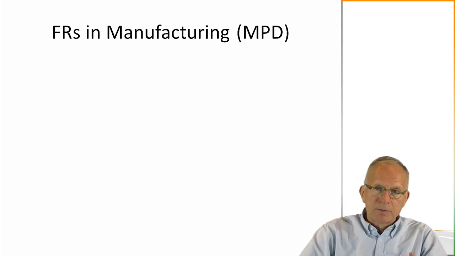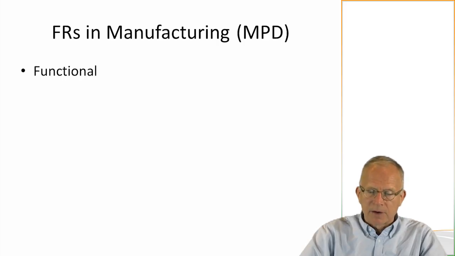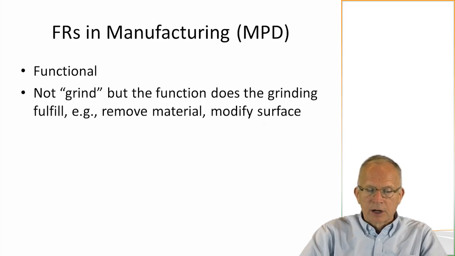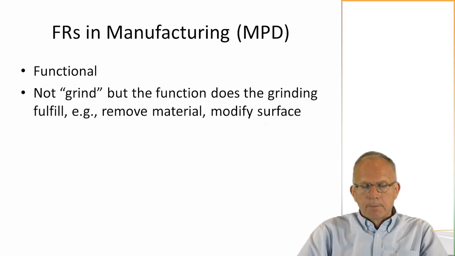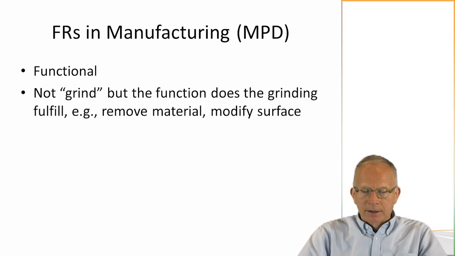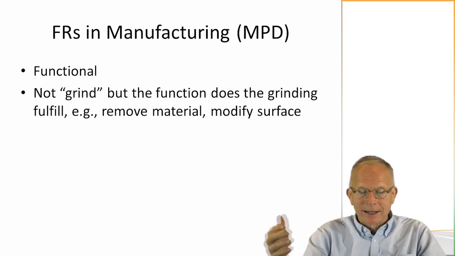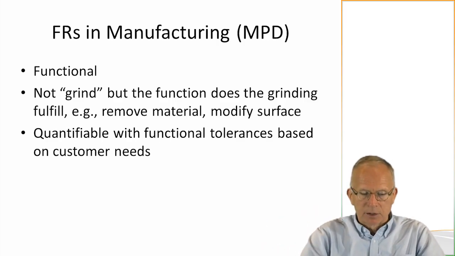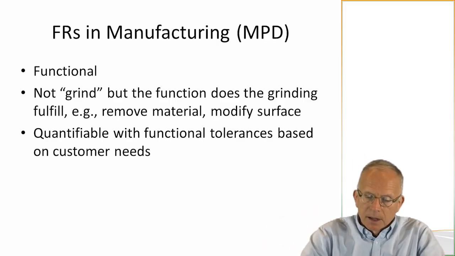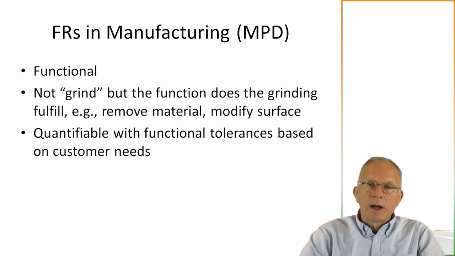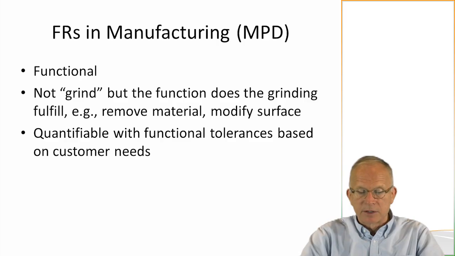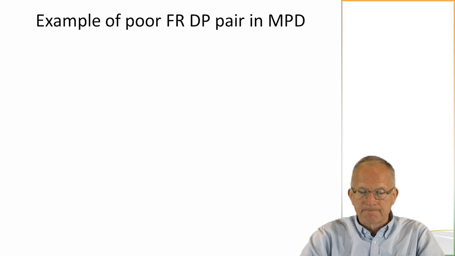Now, FRs in manufacturing process development are going to be functional, but not grind. You want to have the function that grinding is going to fulfill, like removing material or modifying a surface. It should be quantifiable somehow within the functional tolerances based on the customer needs.